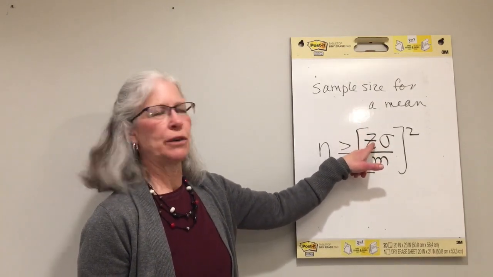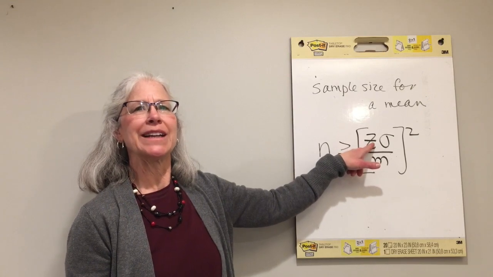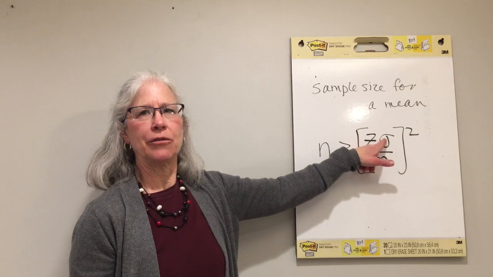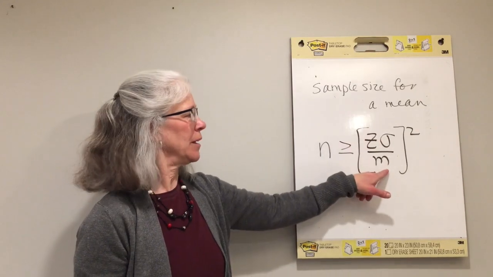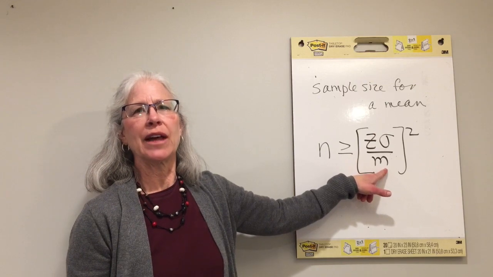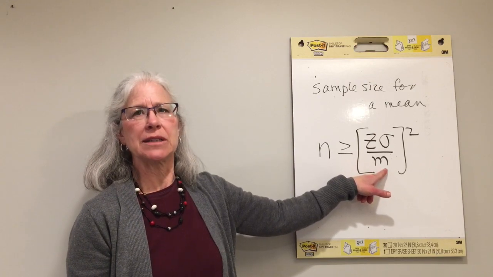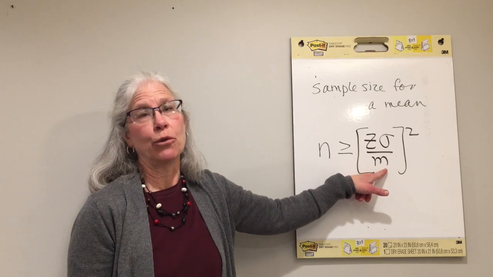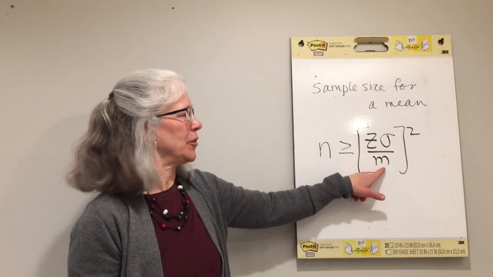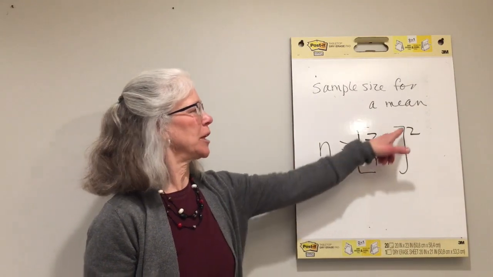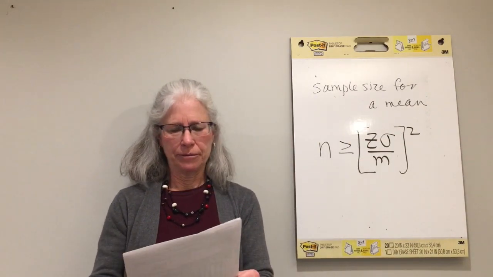So z will be our old friends of 1.645, 1.96, or 2.576. Here's the population standard deviation, which we are assuming is true. M is the margin of error. That's how much error you can live with. That's how close you want your ultimate sample mean to be to the population mean. How far off can it be before it's unacceptable? So you have to give some idea of how close you need to be. Once you have those three numbers, you plug them in, square them, and round up.